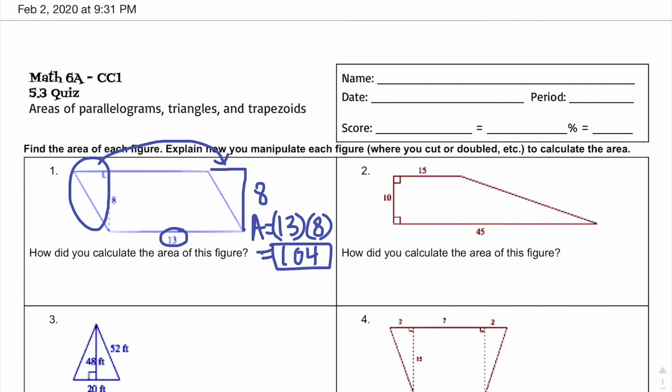Number 2, 5.3 quiz. Find the area of each figure. Explain how you manipulated each figure, where you cut or doubled to calculate the area. So this is a trapezoid.